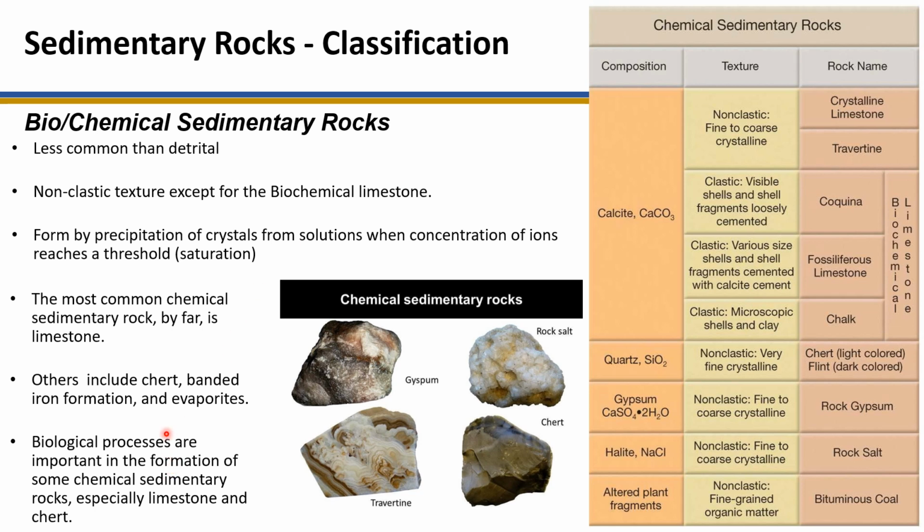And biological processes are important in the formation of some chemical sedimentary rocks, especially limestone and chert. For example, coral reef are biological structure that can form limestone.